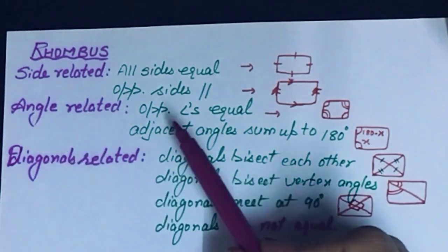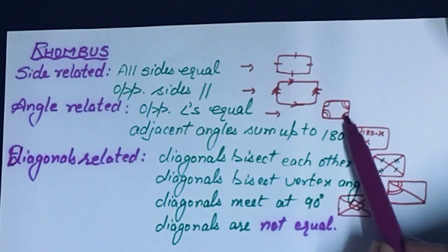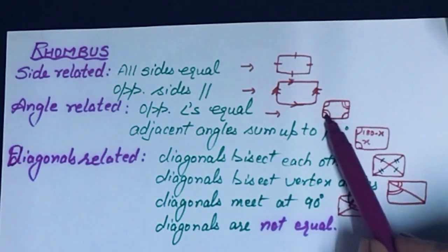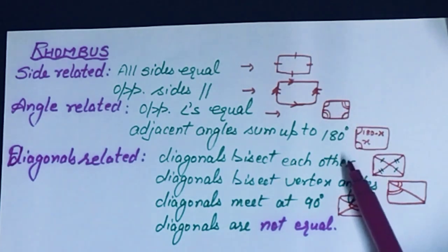Angle-related property: opposite angles are equal. So these two are equal, they have the same labeling, and this pair is also equal, so they have some other type of labeling.